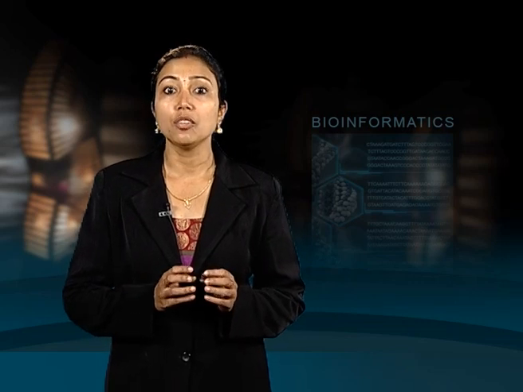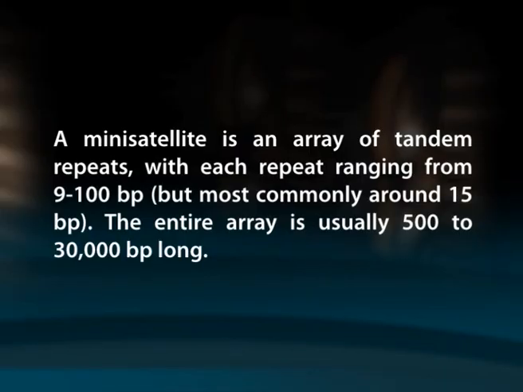The entire satellite can be up to 100 million base pairs long and tends to occur in heterochromatic regions, that is, the tightly wound regions of DNA that are usually not very actively transcribed, found near centromeres and telomeres among other places. A minisatellite is an array of tandem repeats with each repeat ranging from 9 to 100 base pairs, but most commonly around 15 base pairs. The entire array is usually 500 to 30,000 base pairs long. These are most commonly found in euchromatin regions of the chromosomes.